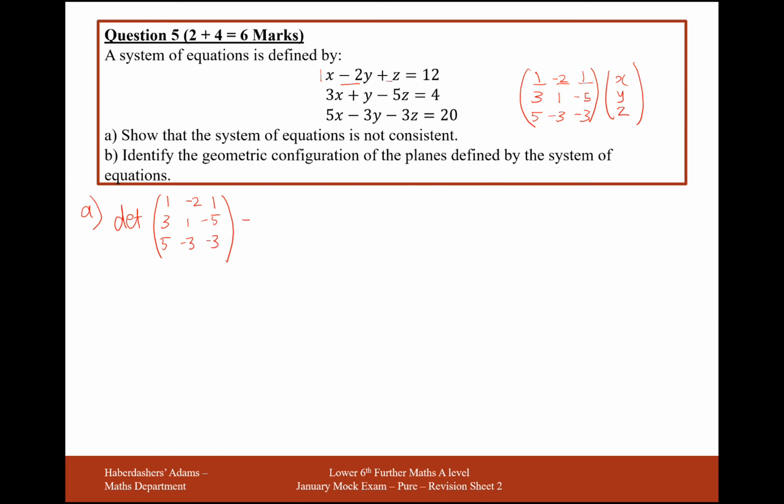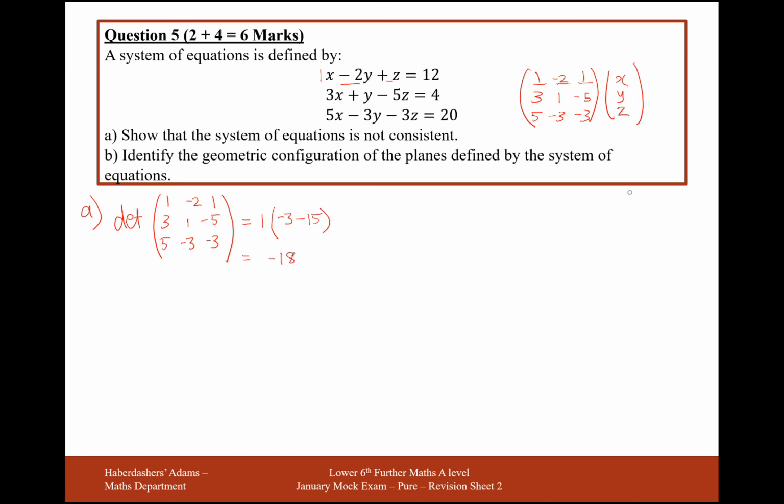So, to work out the determinant of this matrix, we need to do 1 times by, so we now cross out the row and the column for the 1, and then find the determinant of the remaining 2 by 2 matrix. So it's going to be minus 3, take away, minus 5 times minus 3 is 15, so we take away 15 here. So this is going to give us minus 18.